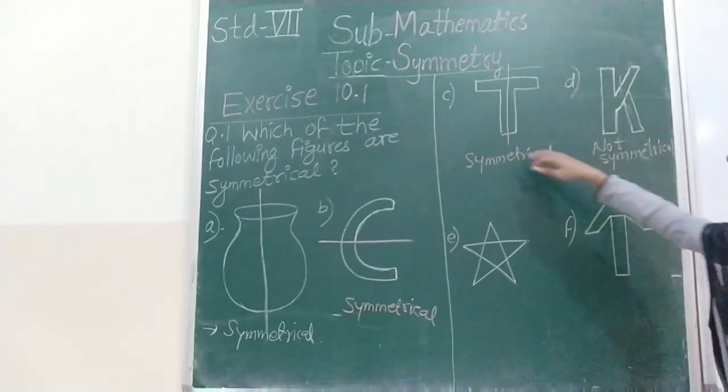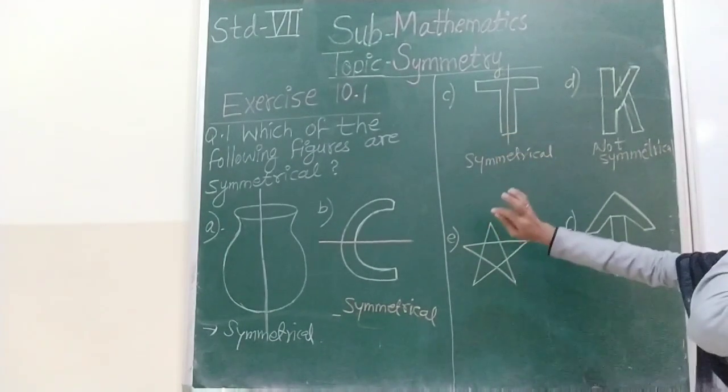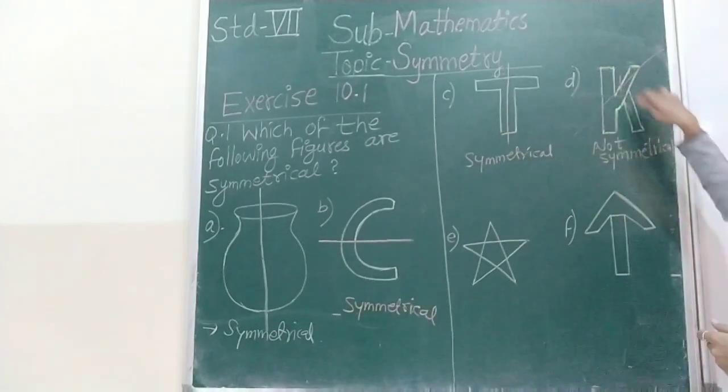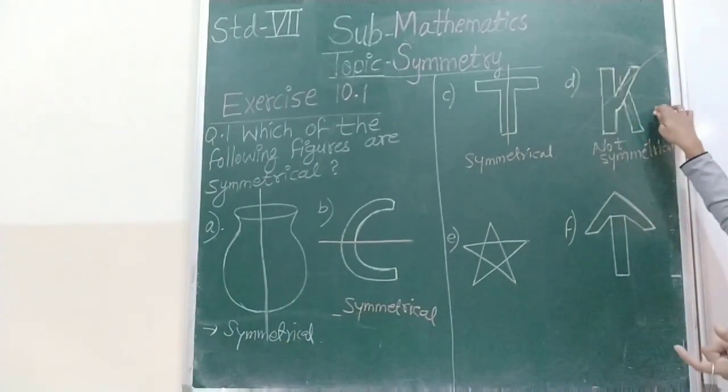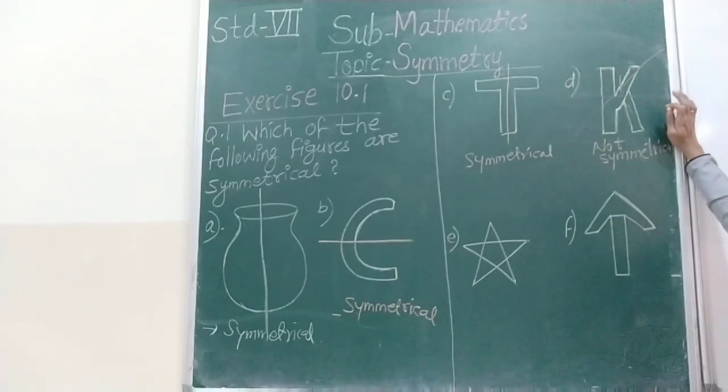From wherever you draw a line, it should give the same part on both sides. If I draw a line like this, it should give the same part. If it does, then it is symmetrical. If it does not, then it is not symmetrical.